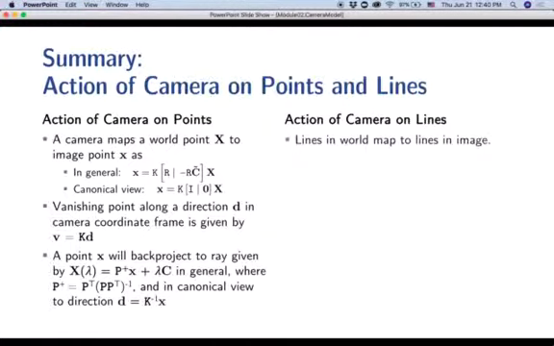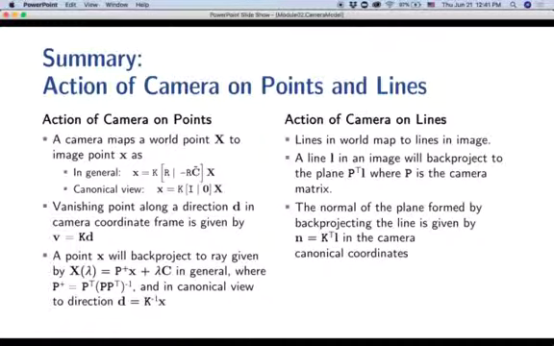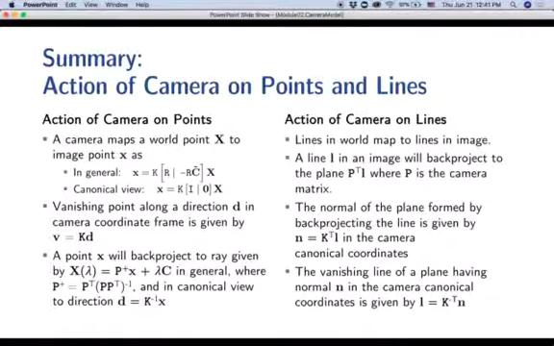Action of camera on lines. Lines in the world will map to lines in an image. That's a fundamental property of the pinhole camera. A line l in an image will back project to a plane Pᵀl. We saw that, where P is the camera matrix. Okay. The normal of the plane formed by back projecting this line, the plane Pᵀl, the normal of that is given directly by Kᵀl, which is in the camera coordinate system. And the vanishing line of a plane with a normal n in the camera canonical system is l is equal to K⁻ᵀn.